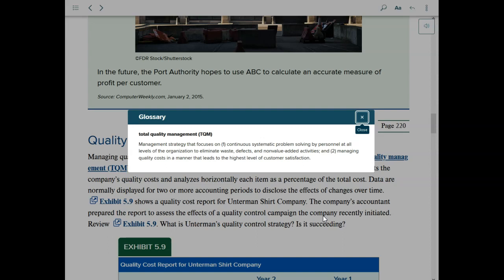This relates to production. Let's eliminate waste, defects, non-value added activity. A non-value added activity would be like moving the product from one part of the warehouse to the other. Nothing's being done to it, you're just moving it. So if you can redesign the layout of your factory floor, maybe you can cut down on the movement time. That's a non-value added activity. It also relates all the way to the customer. We want to give the customer the highest level of satisfaction. So that's a quick synopsis of total quality management.